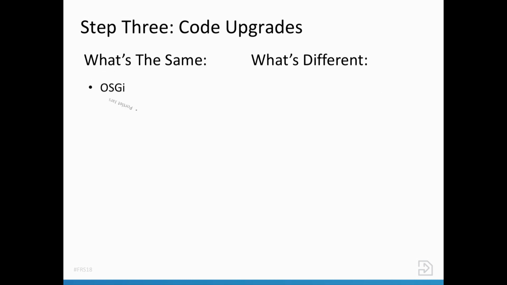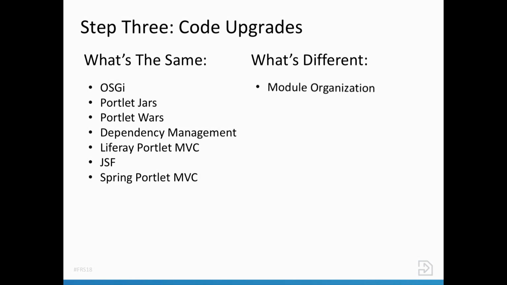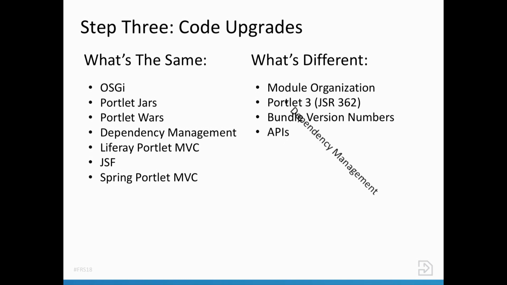So what is the same, though, for your Java code? OSGI is still going to be there. Portlet jars, Portlet wars, they're going to be there. Dependency management, we all know and love, is still going to be there. Liferay Portlet MVC is still there. JSF, completely supported. Spring Portlet MVC, also completely supported. The things that are different, the list isn't really so bad. Module organization has changed in Portal 7.1. We've refactored a bit.